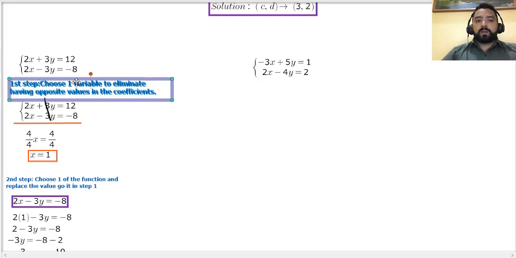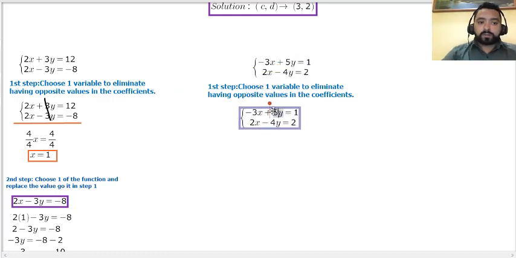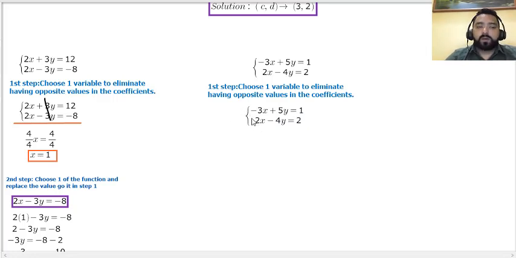Now I'm gonna explain this exercise, the last one. Remember, first we need to choose what variable to eliminate. In this case, I don't have a specific variable to eliminate in the system, so you can choose x or y. I'm going to choose x to eliminate. As you can see, -3 and +2 are not opposite, so we are going to try to make these numbers opposite. How? The first one we are going to multiply by 2, and the second one we are going to multiply by 3. By the opposite of the numbers.